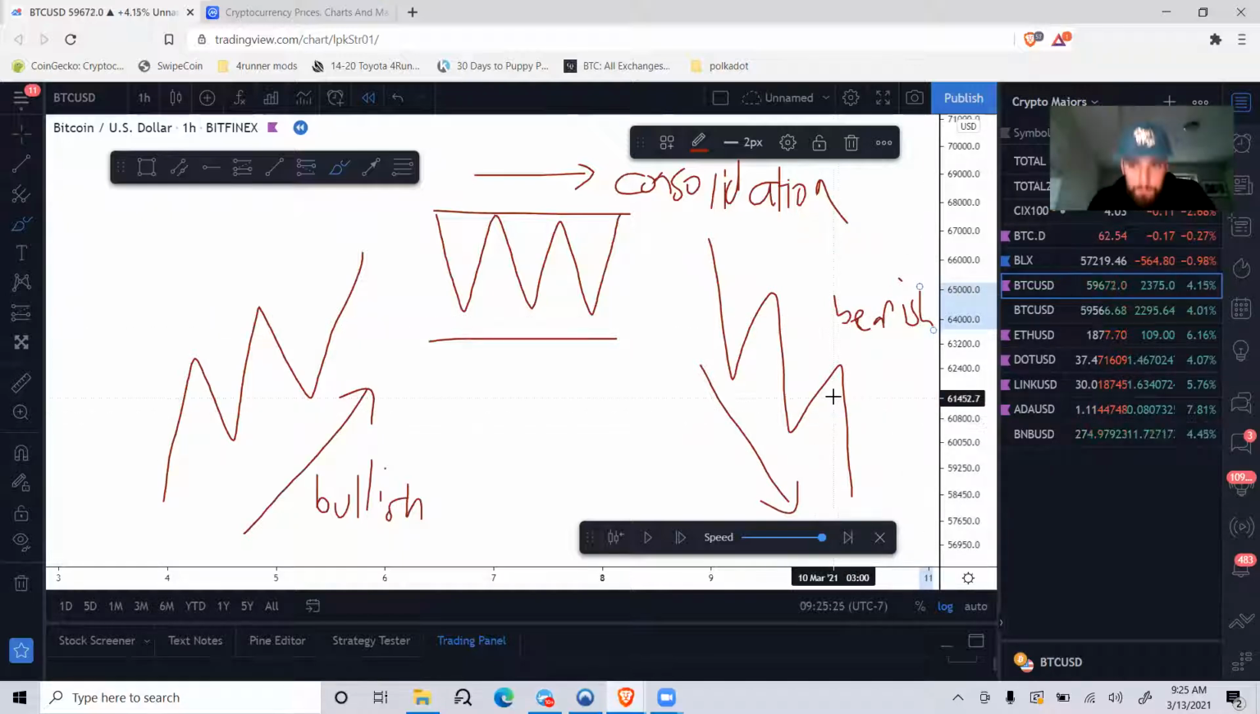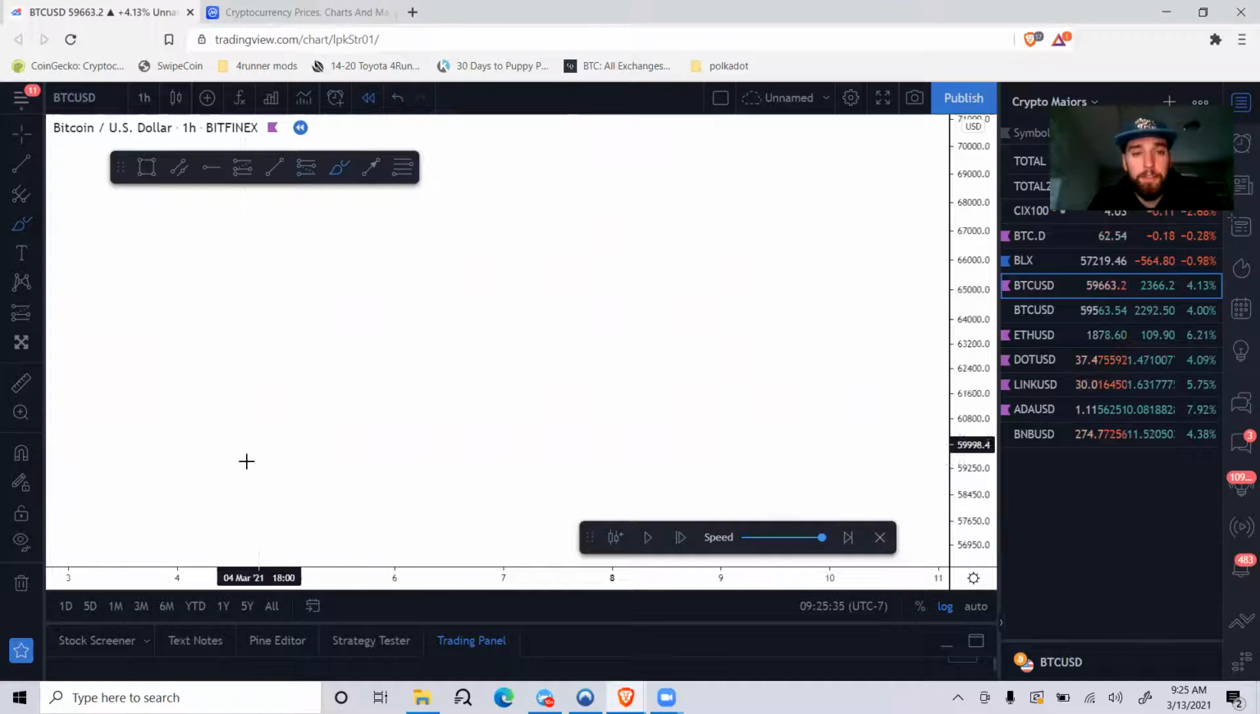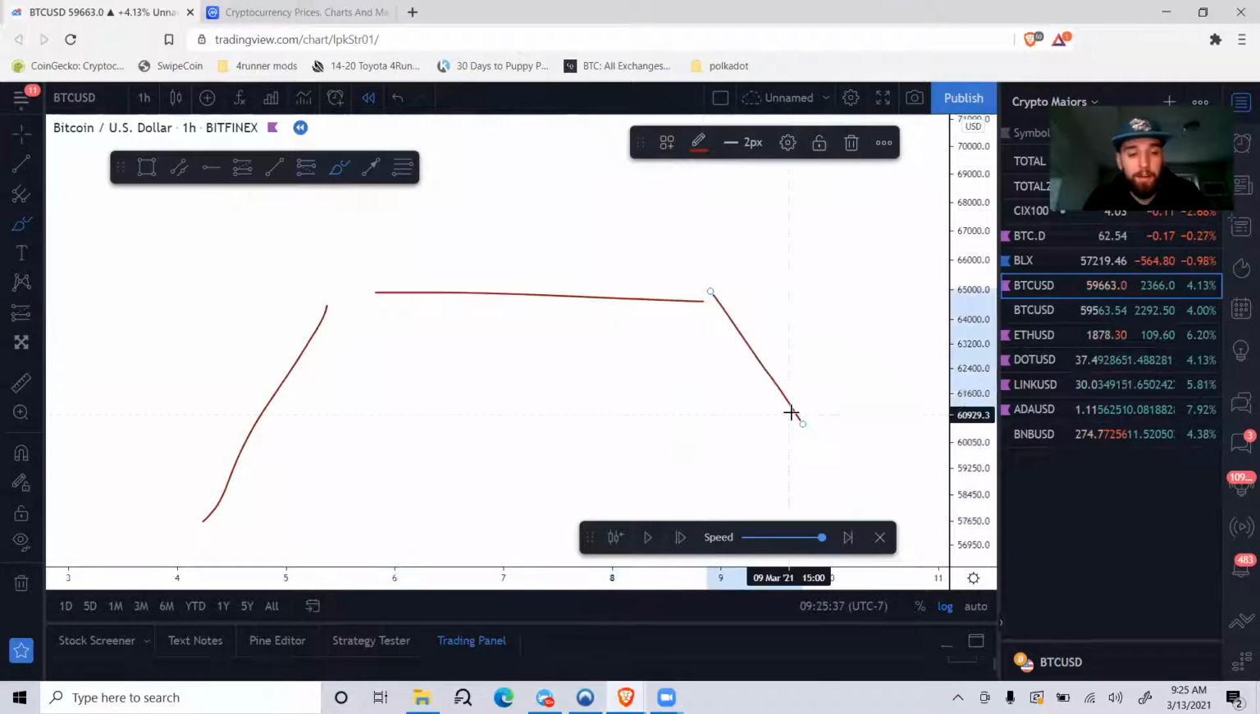A bull swipes its horns up, a bear claws down. That's a good way to remember it. But bullish, consolidation, bearish. And so remember, the market is always moving up, sideways, or down.